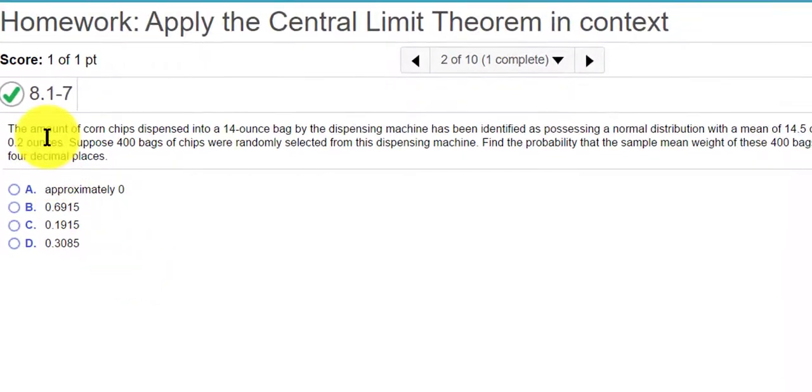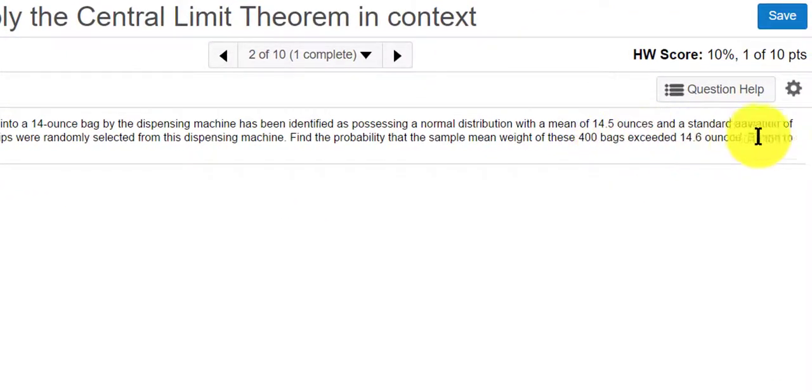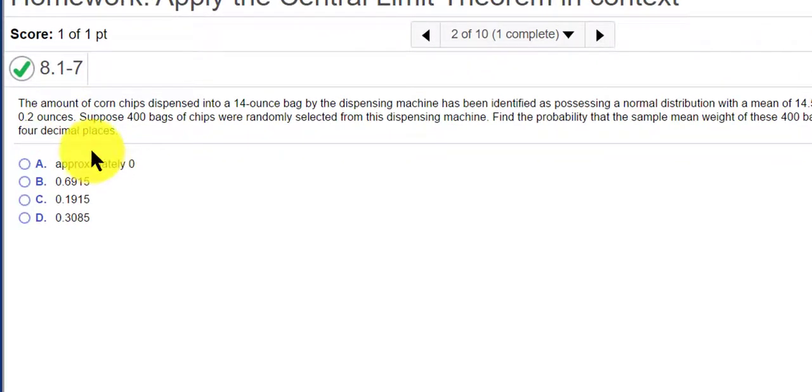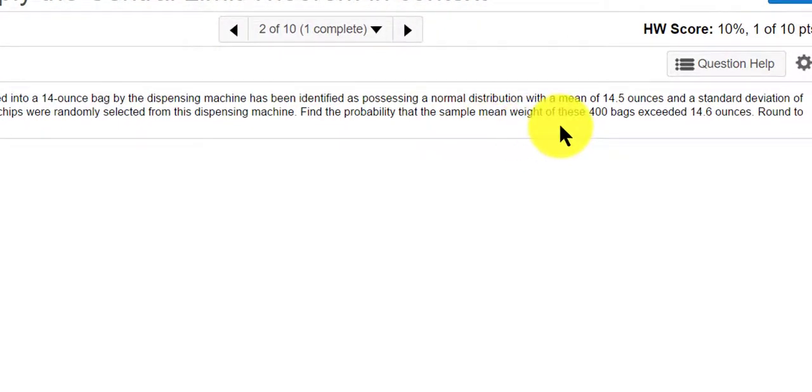We're asked, we have a bag of corn chips. It looks like it's 14 ounces in a bag, with a normal distribution with a mean of 14.5 ounces and a standard deviation of 0.2 ounces. We pick 400 bags randomly. Find the probability that the sample mean weight of those 400 bags exceeds 14.6 ounces. So hopefully consumers are actually getting more than they expect.